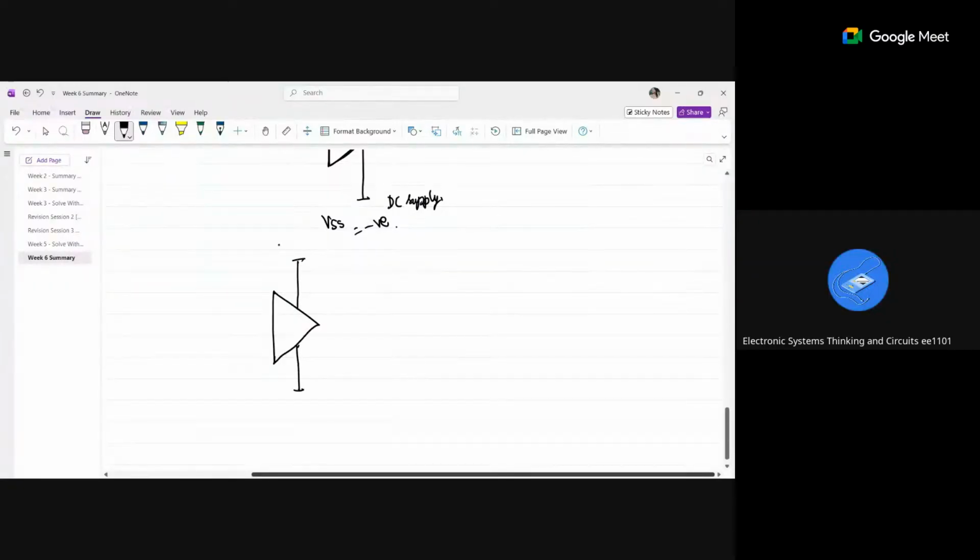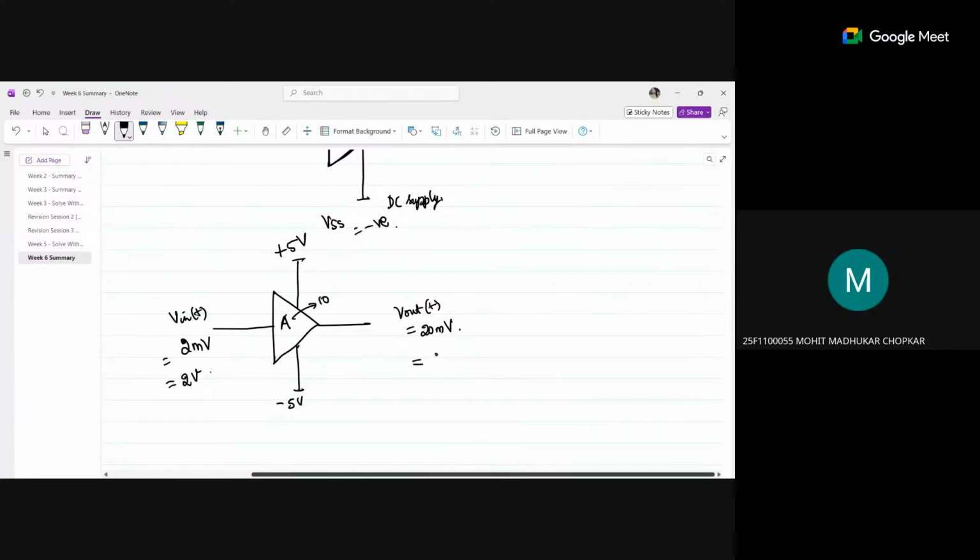So if I say this is plus 5 volt, this is minus 5 volt, this is my amplifier. My V in of t is some 2 millivolts, and what will be my V out of t if my gain is 10? 20 millivolts. Yes, it will be 20 millivolts. If my V in of t is 2 volts, what will be my V out of t? 20 volts. But ma'am, it can't be greater than 5 volts. Yes, right. It can't be.